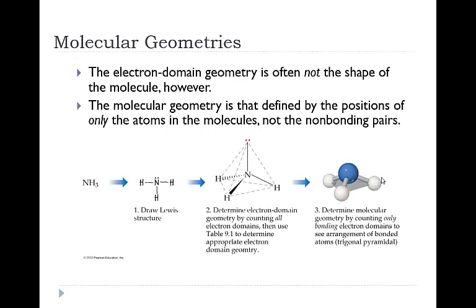Now the thing is that the electron domain geometry is often not the shape of the molecule. So here's the electron domain geometry here. The molecular geometry is determined only by the atoms in the molecules, not the lone pairs. While the electron domain geometry is here, forming a tetrahedral shape, the molecular geometry only counts the atoms, which are shown here. It gives us a trigonal pyramidal shape.